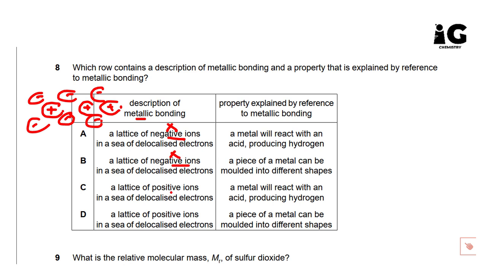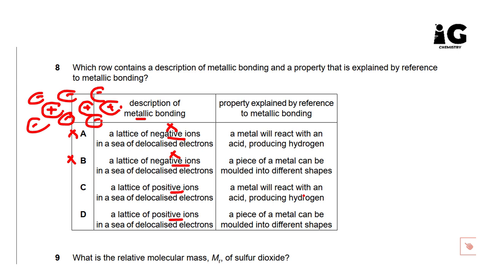Here, a lattice of positive ions, this is true, and a lattice of positive ions in a sea of delocalized electrons, this is also true. So A is wrong, and B is wrong. So it could be C and D. Let's check the second part, the property explained by reference to metallic bonding.